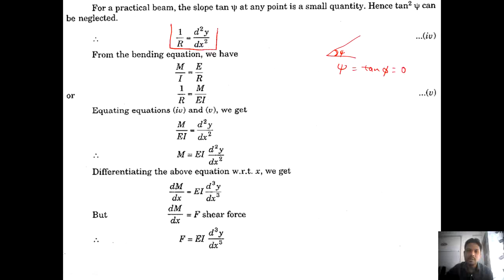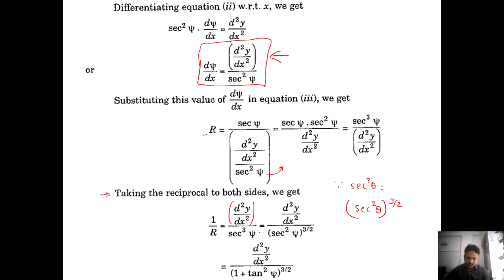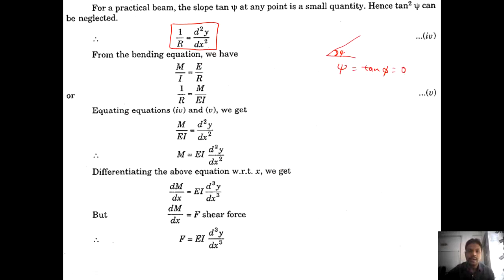So 1 by r equals d2y by dx square by (1 plus tan square phi, which was 0) raised to 3 by 2. Here d2y by dx square stays as it is, divided by 1 plus 0, so 1 raised to 3 by 2 is 1. Any power of 1 is 1. So only d2y by dx square remains. Here we can write 1 by r equals d2y by dx square.